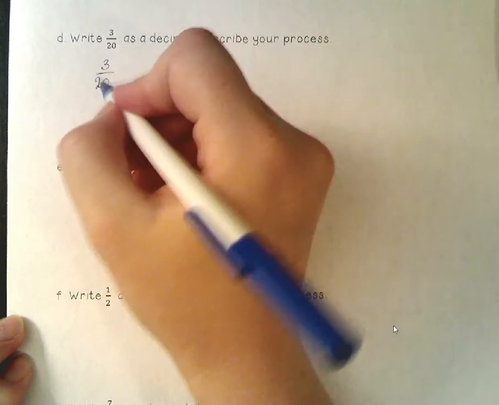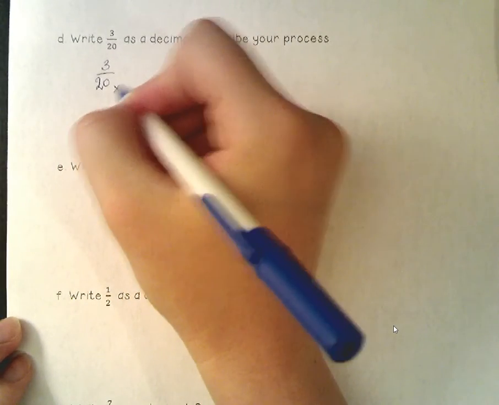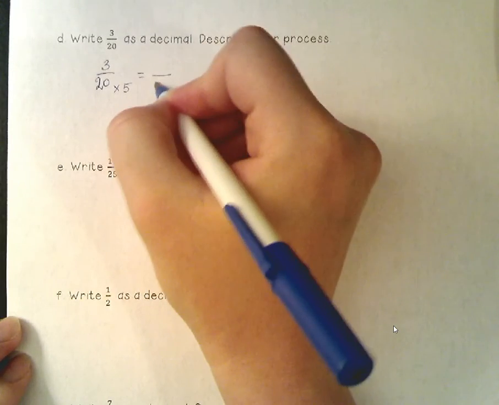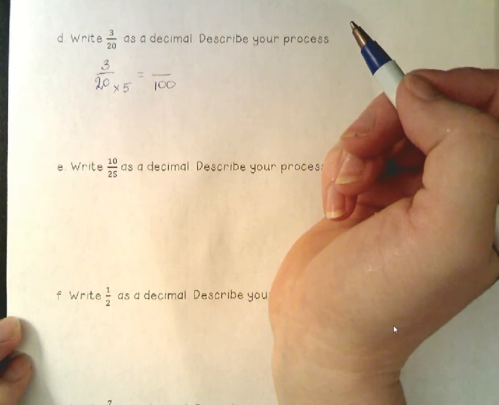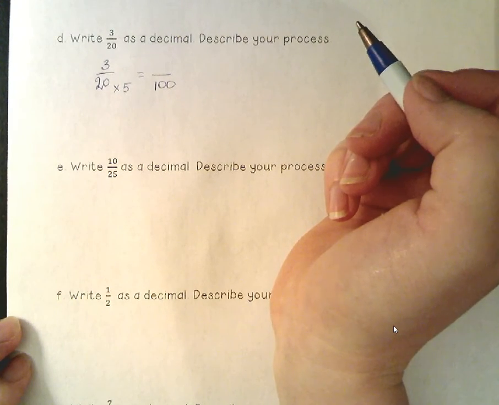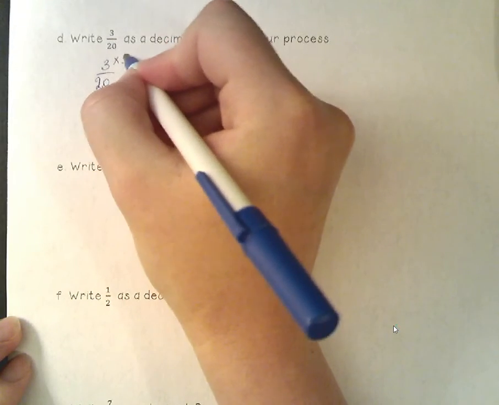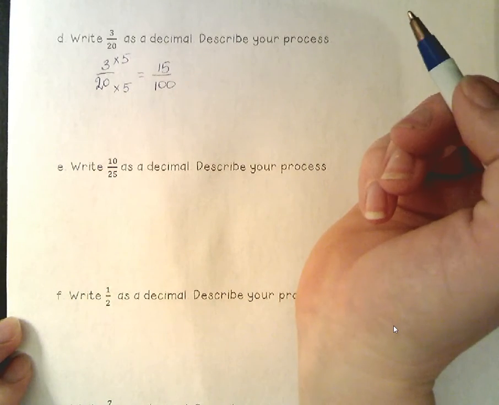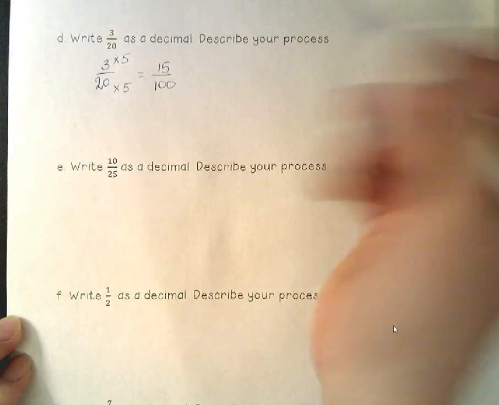If I look at 20, I can see that I can multiply that 20 by 5 to make it 100, right? And if I multiply 20 by 5 to make it 100, I have to multiply 3 by 5 as well and make it 15. Now we have 15/100. Okay, how do I write it as a decimal?